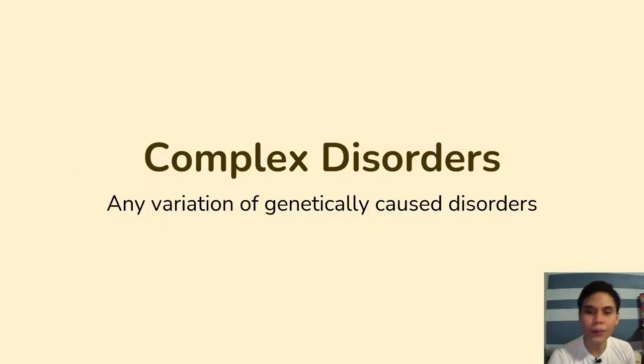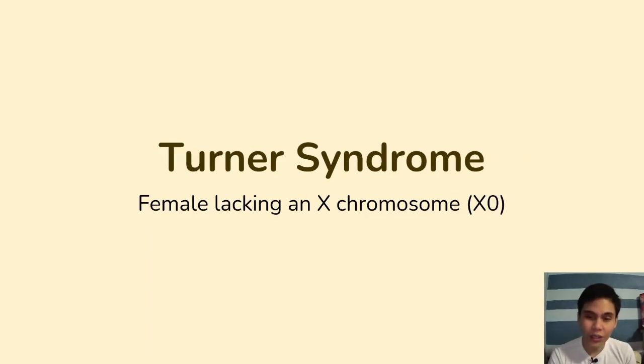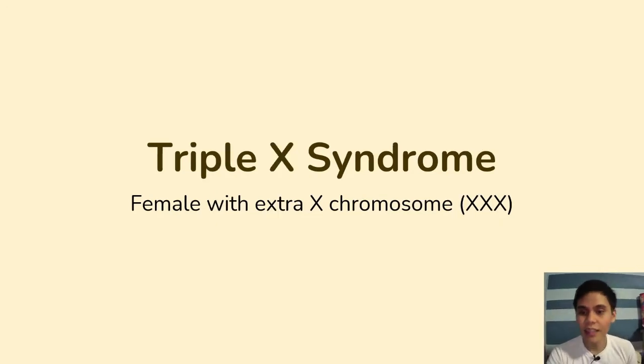All right, so there are also complex disorders that are caused by genetic disorders. So earlier we were talking about hormonal imbalances. Now we're going to focus on genetic disorders. So one is Klinefelter syndrome. It's a male with an extra X chromosome. Turner syndrome is a female lacking an X chromosome, so it's X and then no extra sex chromosome. And triple X syndrome is a female with an extra X chromosome.